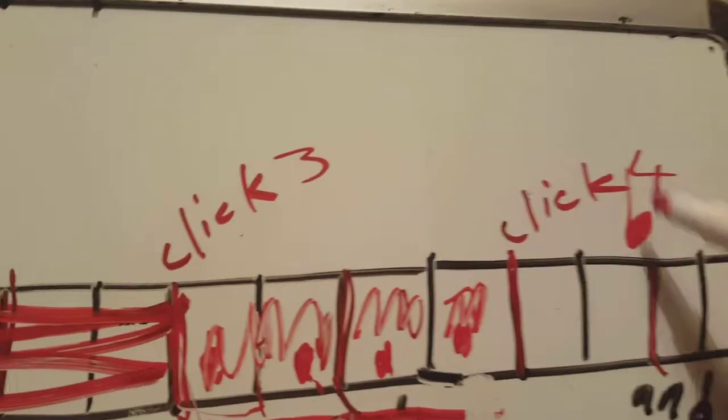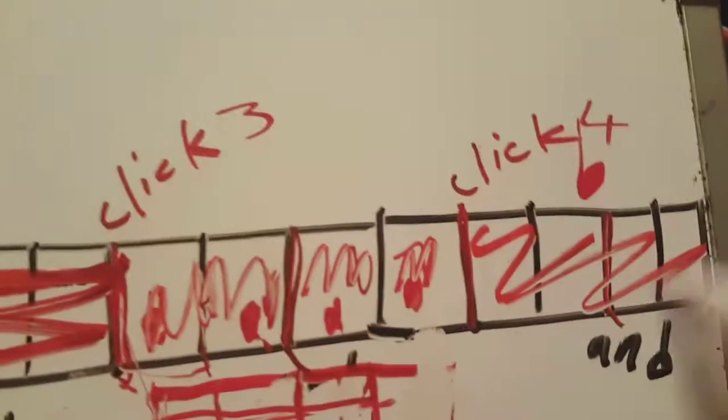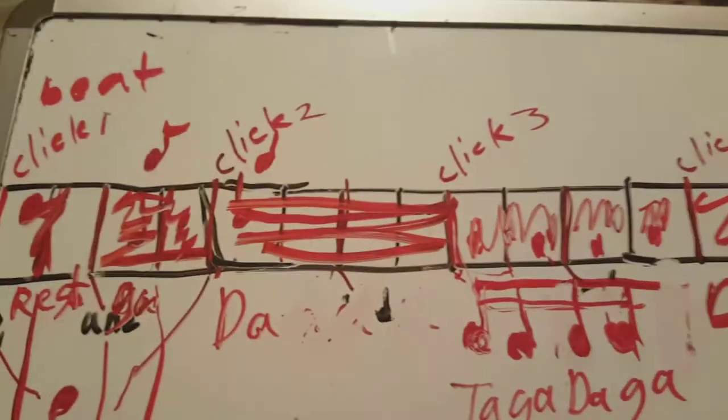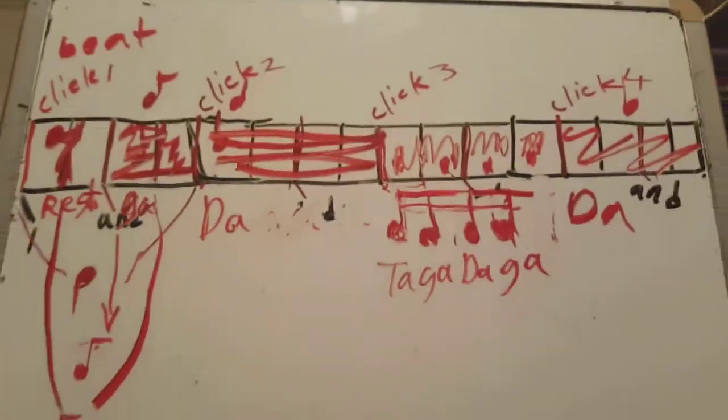And then you could just do a quarter note, just da. But this would be rest, ga. You're just breaking it up. Let me see if this makes sense to anybody. Let me know.